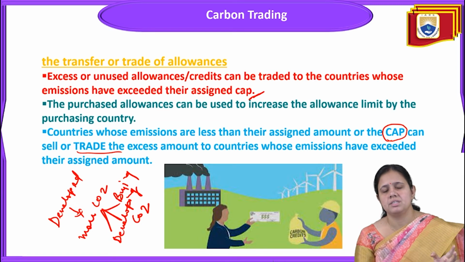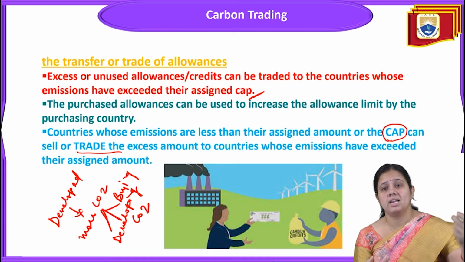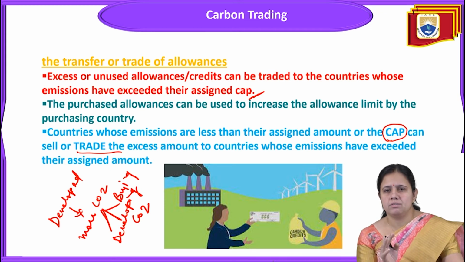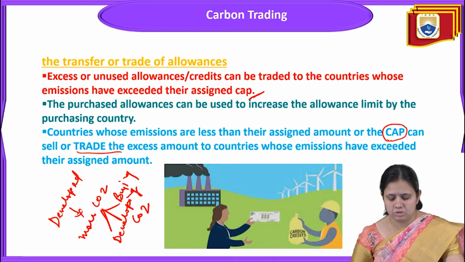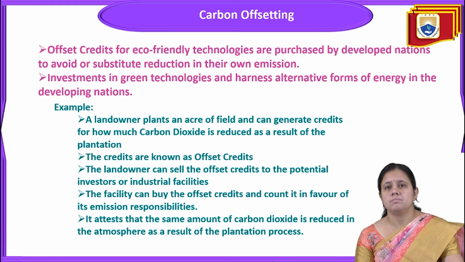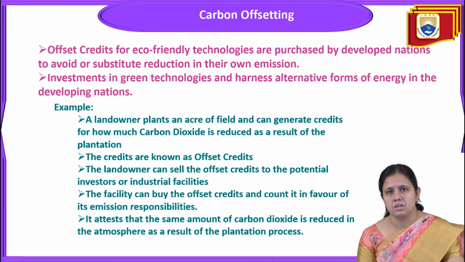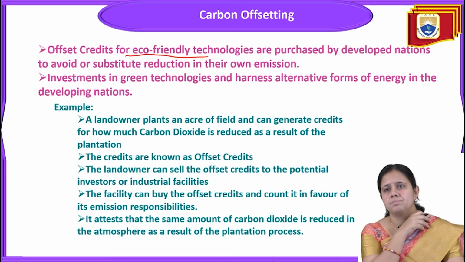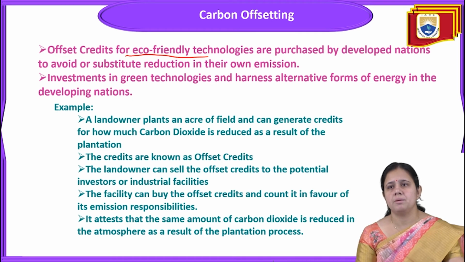If they have an excess of this kind of carbon emission, they can sell it to those nations that have reduced the emission of carbon dioxide. If it worked properly, it would work for climate change, but nowadays it is not working properly, and it will not be a solution to climate change. And this offset credit for eco-friendly technology is purchased by developed nations to avoid or substitute reduction in their own emission.